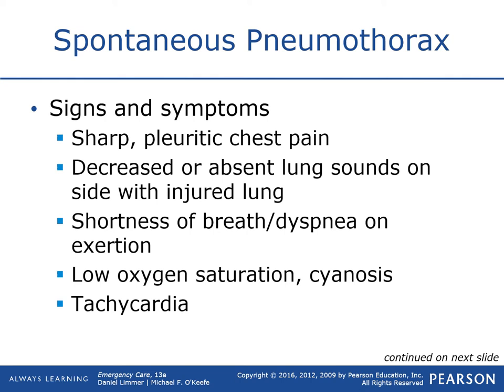You're going to have someone with extraordinary shortness of breath, and that's because 50% of their lungs is not working, so they can only work off of one side. You're going to have low oxygen saturation because we only have 50% of our lungs working. And then you should see some tachycardia because your body's going to be compensating for that low oxygen saturation. So all these are signs of an early stage pneumothorax. And then a spontaneous pneumothorax can move into what we call a tension pneumothorax, which we'll discuss in the next slide.